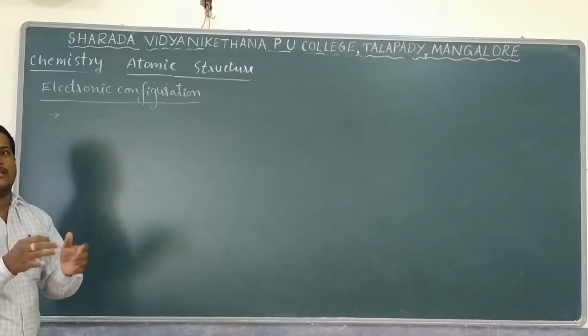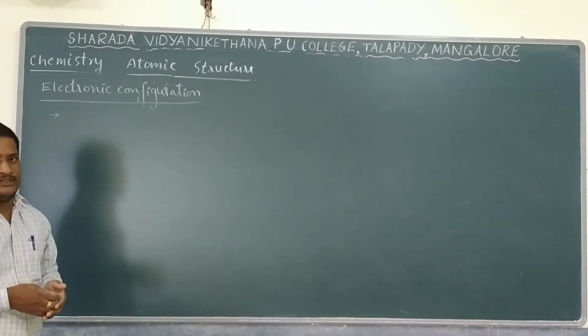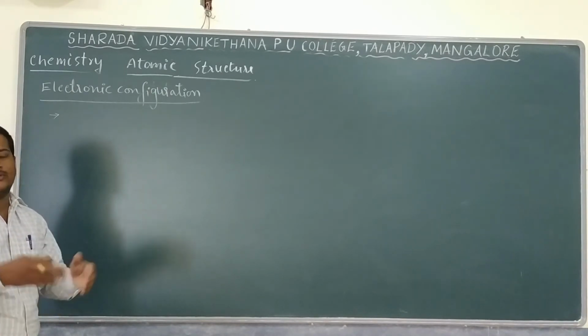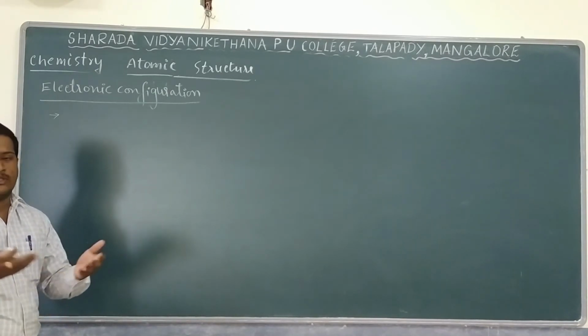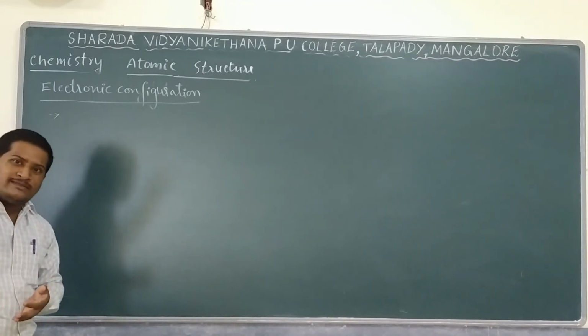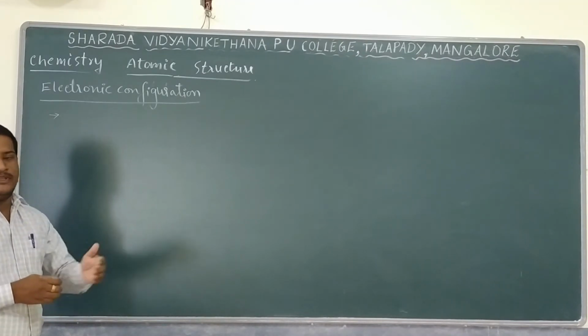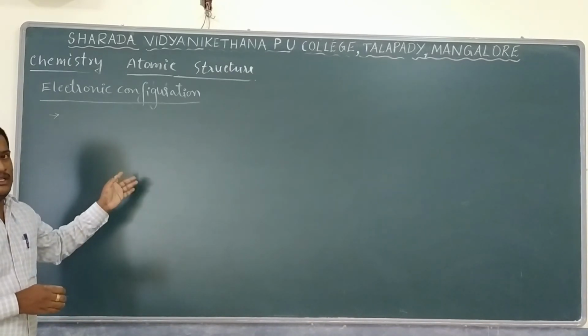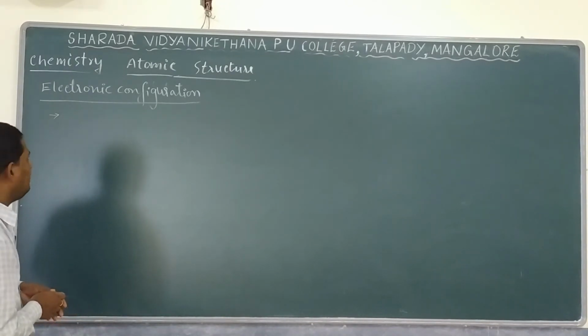So that is explained by the electronic configuration. That arrangement can be done by electronic configuration. Suppose we have sodium, total number of electrons are 11. How are these 11 electrons occupied? In which orbital how many electrons are occupied? That is explained by the electronic configuration. Let us go with that.